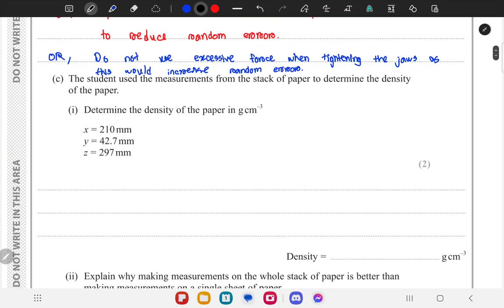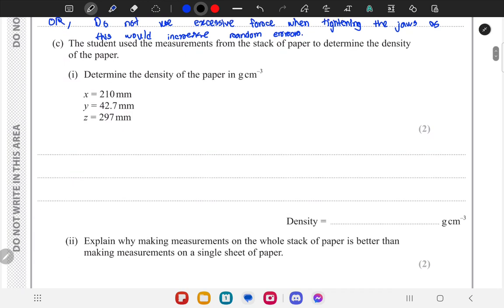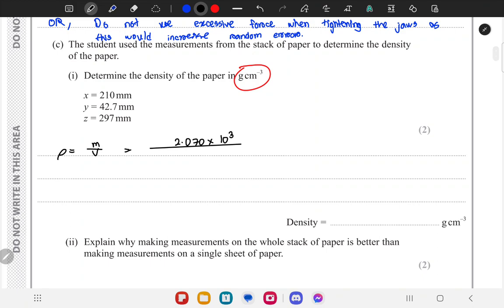Now in part C we have a calculation. We are given the values of x, y and z, and we have to find the density. So the density is mass by volume. We have the mass, which is 2.070 kg. We want the density in gram per cm cube, so we'll convert the kg into grams, so multiply by 10 cube, and we have to find the volume in centimeter cube, so let me convert this into centimeters. 210 millimeter would be 21 centimeter, this would be 4.27, this would be 29.7.